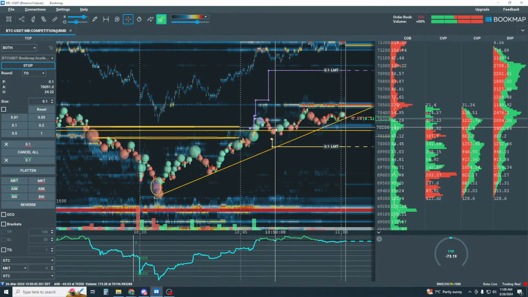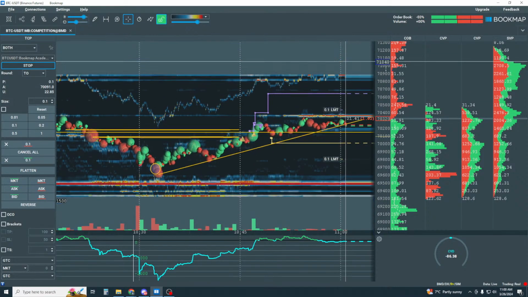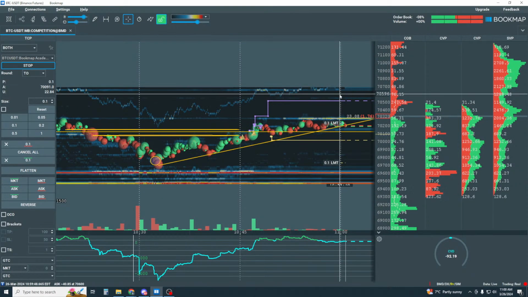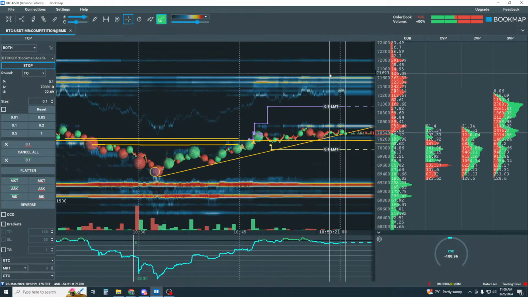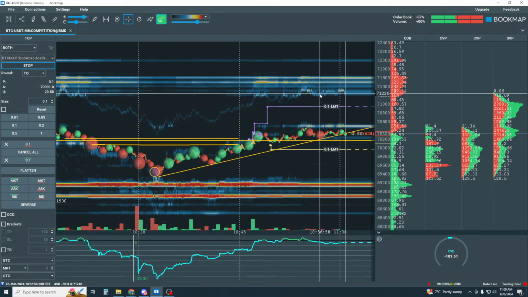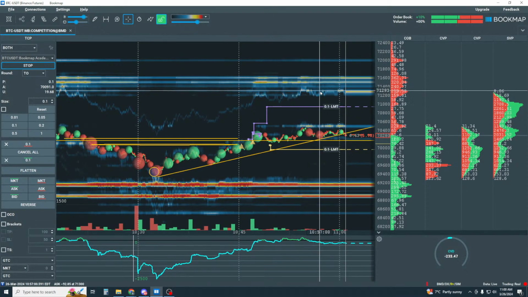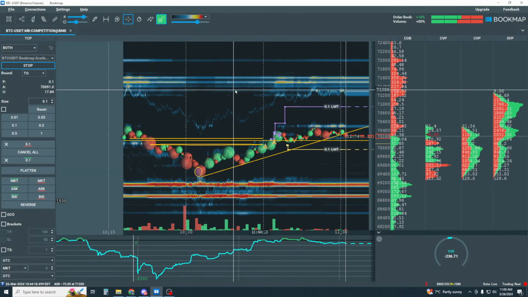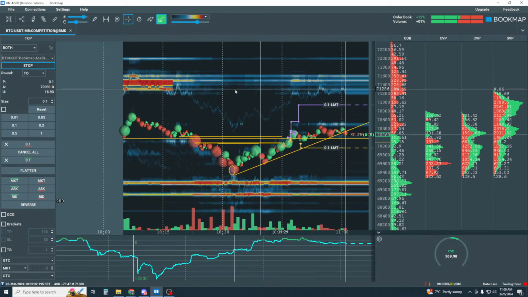Slow down. Interesting to see liquidity overhead, 71,300. Yep. Let's zoom out a little bit here. And 71,400. Yep. They're pulled after testing that 4 hour swing. Oh yeah, over here. Yeah, absolutely.